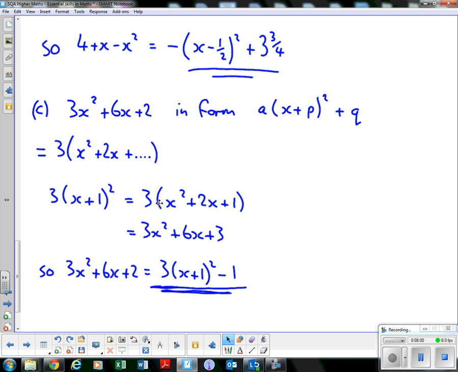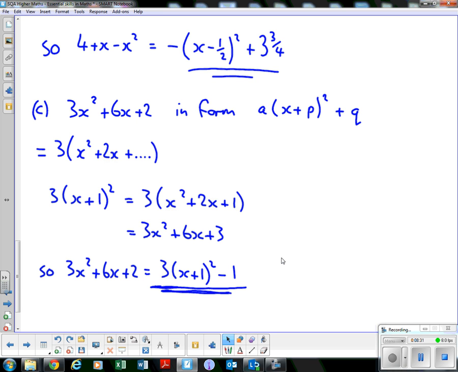Again, multiply all of this out just to see what this actually looks like in full, and then compare it to what we originally were asked to put into the completed square form. So I've got 3x squared plus 6x plus 3. They've just got plus 2, so I've got 1 too many. So it'll be 3 times (x plus 1) all squared, subtract 1. Right, hopefully that made a bit of sense to you. Have a go at exercise 5.